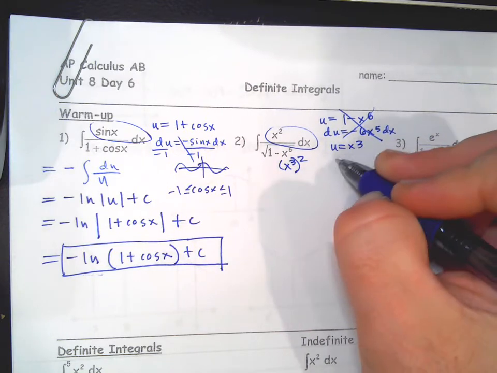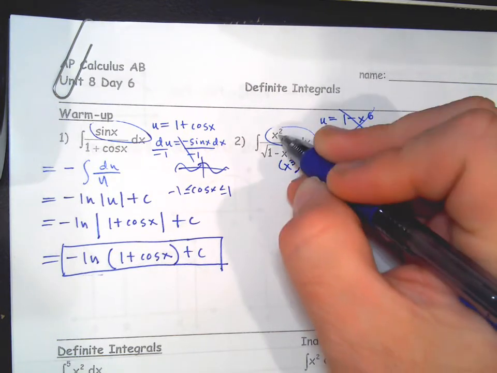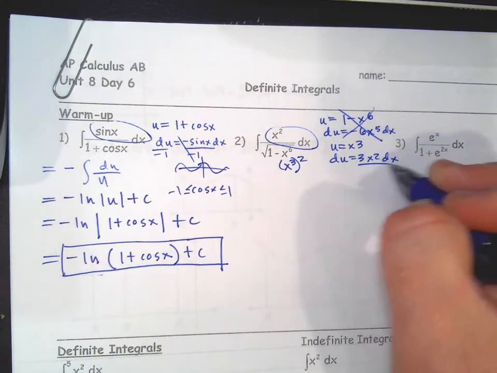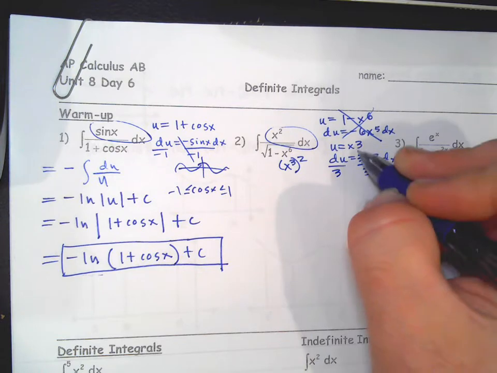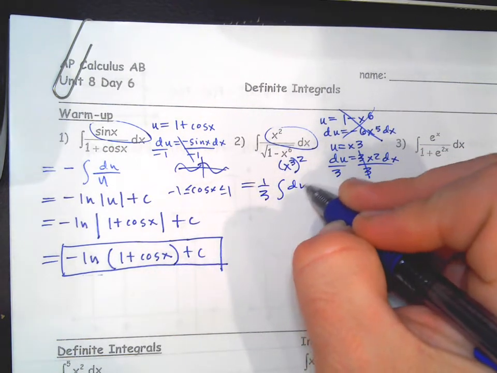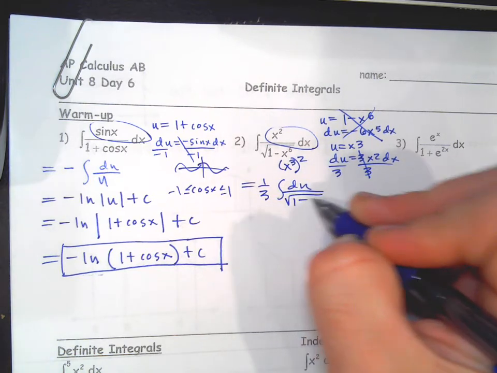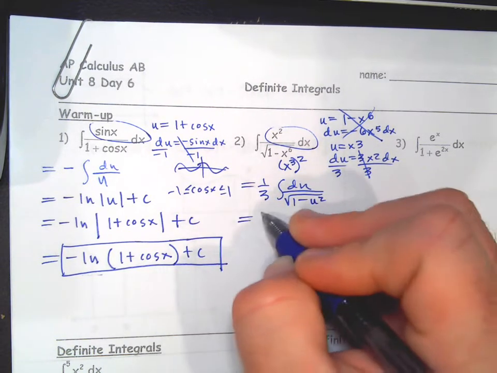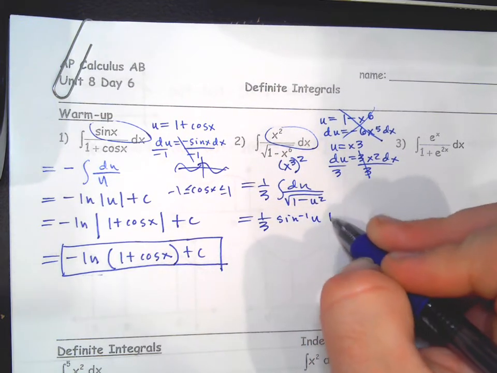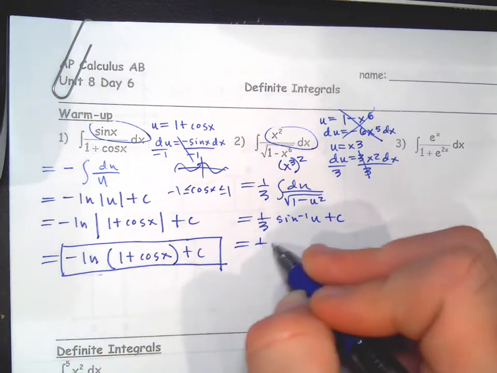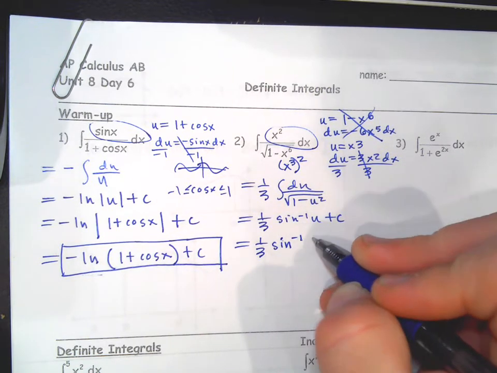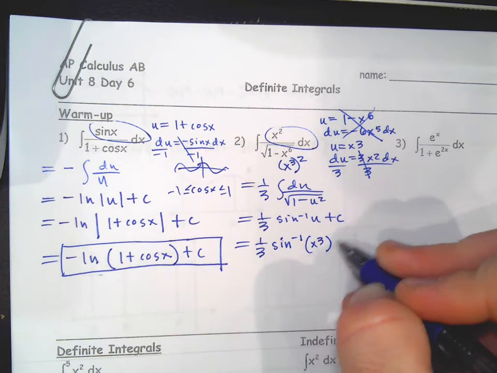And that's perfect, because the derivative of x cubed has x squared in it, right? 3x squared dx. Don't want the 3. It's fine. So rewrite it 1/3 integral of du over the square root of 1 minus u squared. That's inverse sine of u plus c. Final answer, back in terms of the original variable, inverse sine of x cubed plus c.